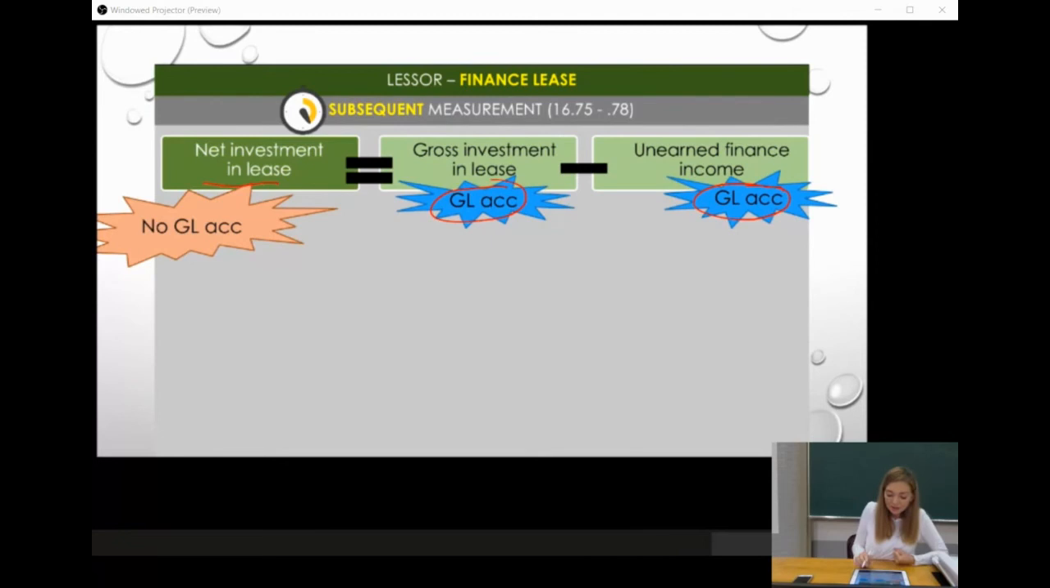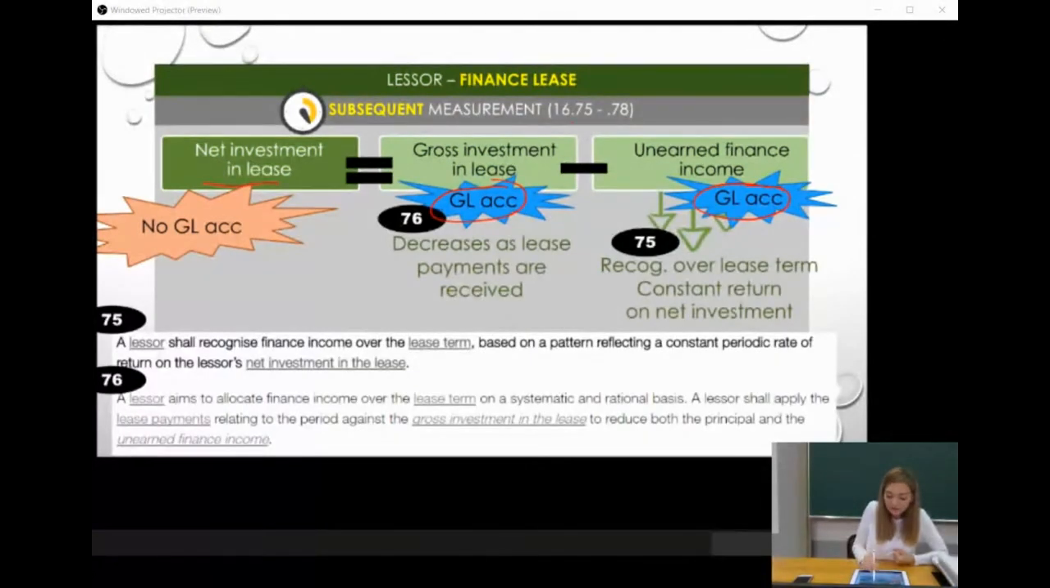Subsequent measurement we find in paragraphs 75 to 78, where the standard tells us how to measure our finance lease subsequently, after we've done our initial recognition. Paragraph 75 says the lessor should recognize finance income over the lease term based on a pattern reflecting a constant periodic rate of return on the lessor's net investment in the lease. And that's exactly what we are doing with our amortization table.